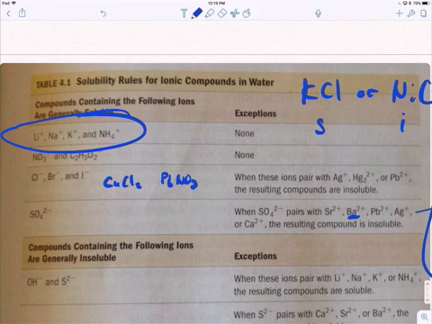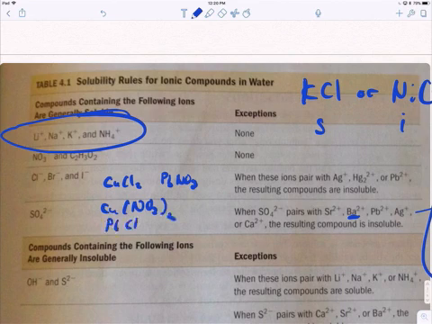Right, that's what's... So the lead. So does the lead form with the chloride? Yes, and forms the solids. Yes. Right. Oh yeah.